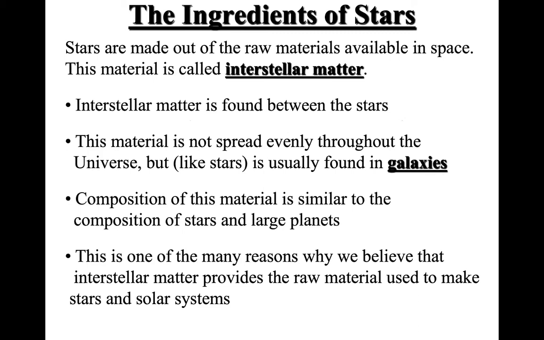Now, the question we should always ask is, what are the ingredients that these stars are made of, right? This is where the interstellar matter and the stars get connected. Stars are normally made out of raw materials available in space, right? This should be obvious, because stars are in space, so they should make use of the raw materials available there. So basically, they take all their raw materials from interstellar matter, which is the matter in between stars, right?